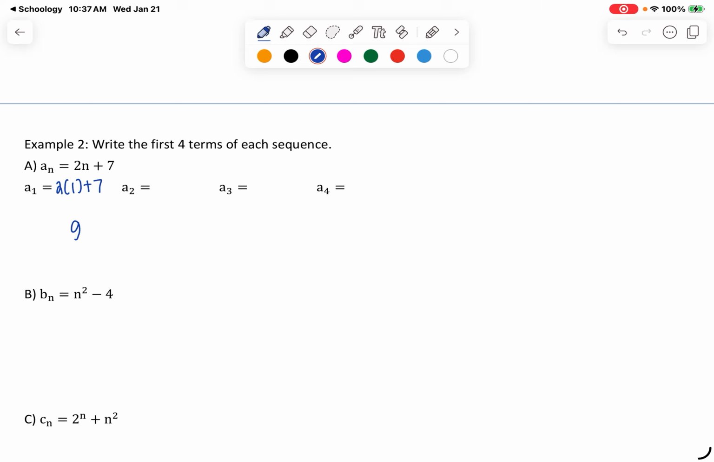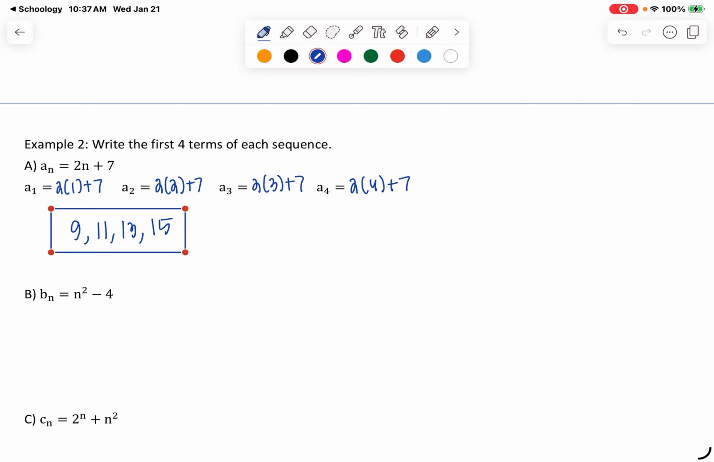And then we're going to plug in 2 for n. 2 times 2 plus 7, we get 11. So I'm just making it as a list for my final answer. Plug in 3. 2 times 3 plus 7, and I get 13. And I plug in 4. 2 times 4 plus 7, and I get 15. So my first 4 terms are 9, 11, 13, 15. Now, if you look at what the pattern is there, it's plus 2, plus 2, plus 2. And I want you to notice that the slope of this line is 2.